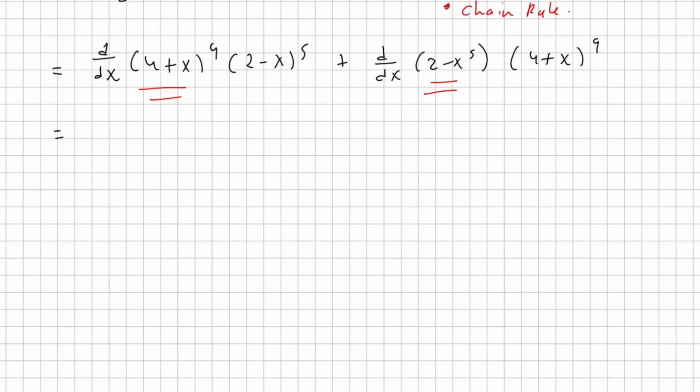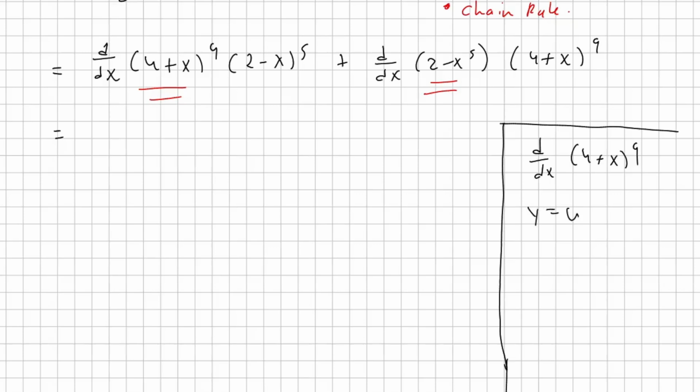When we take the derivative of (4 plus x) to the 9, I'm going to do it right here so you can see it. My y in this case is going to be equal to u to the 9, correct? My du is going to be equal to 1, correct? And in this case, my u is going to be equal to 4 plus x. I should have written u first before I did my du, but yeah.